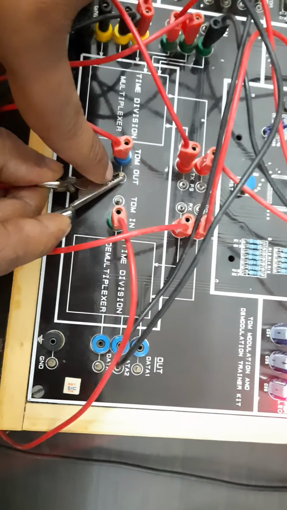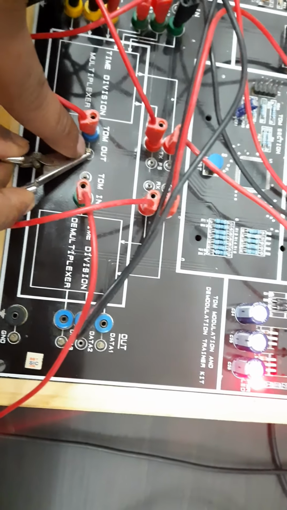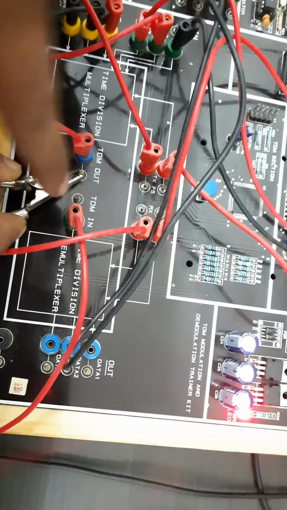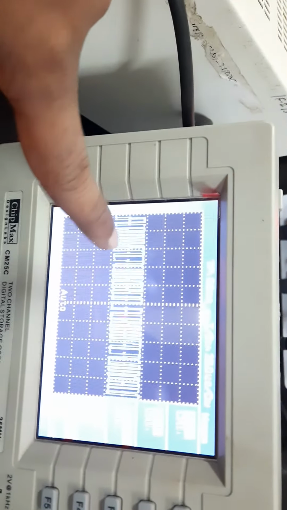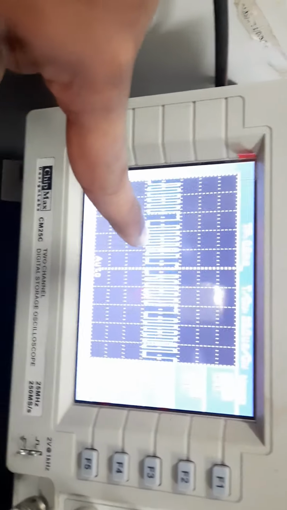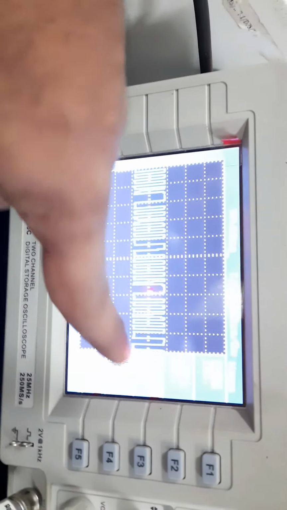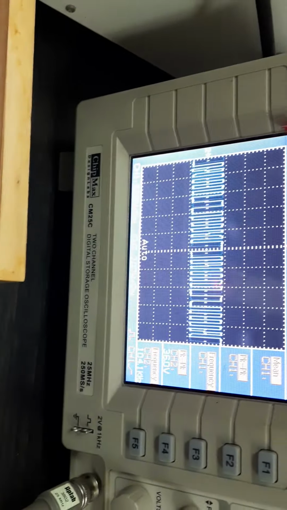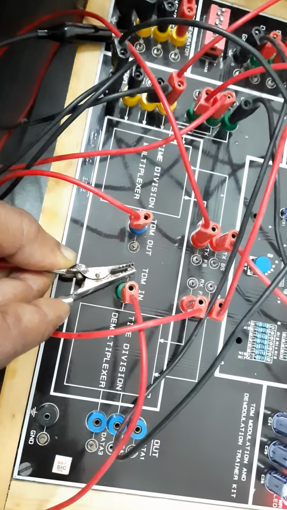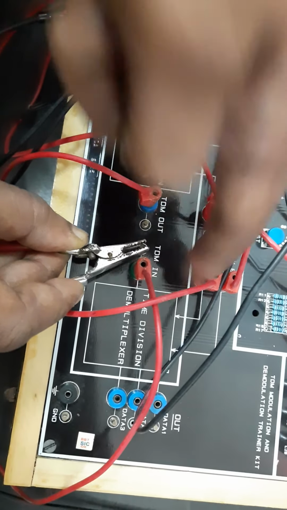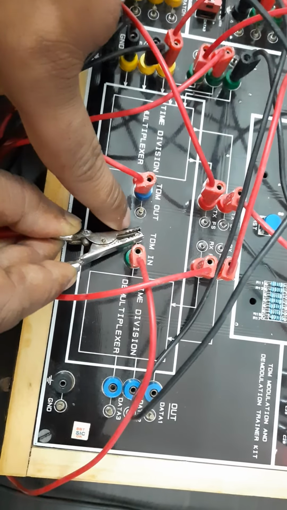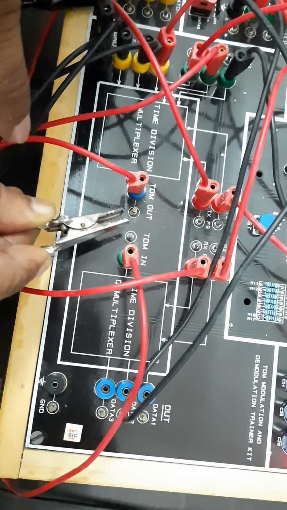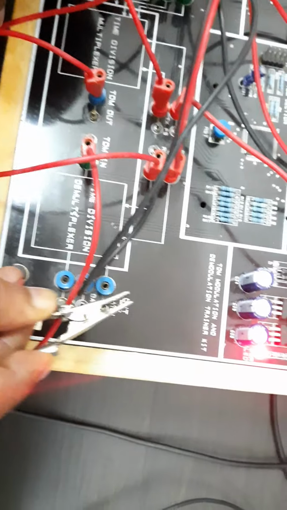At the end you can observe here the TDM output. This is where we need to check the TDM output, wherein data 1, data 2, data 3 all are present. You can observe in the waveform here. In this waveform data 1, data 2, data 3 are all sent through the common channel, which consists of all three frequencies. The same signal is given to the TDM demultiplexer. So this acts like an input to the demultiplexer. At the end, we need to check the received information at the demultiplexed output.